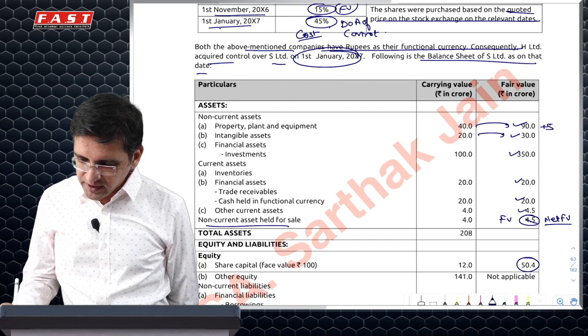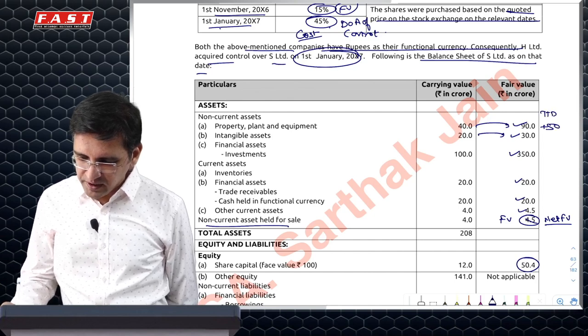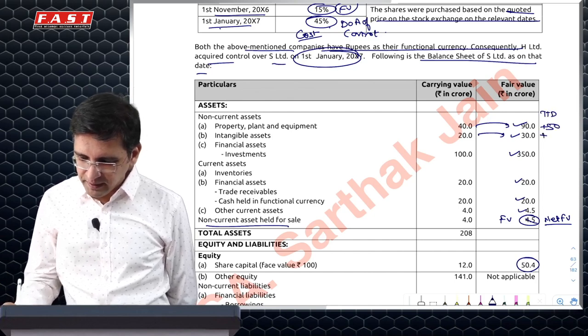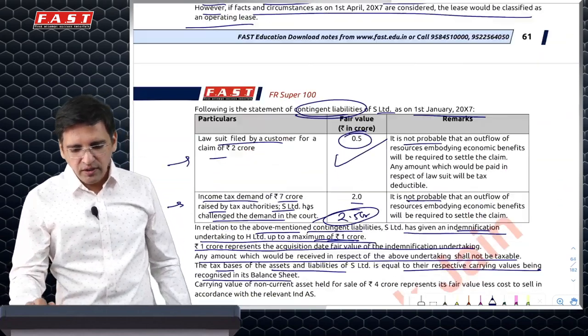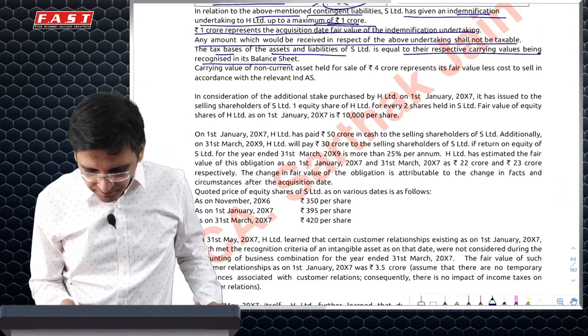So here you are increasing it by 50. So this will be a taxable temporary difference. Accordingly, here you are increasing it by 10. So there will be a taxable temporary difference. You will have to create a DTA detail for it.